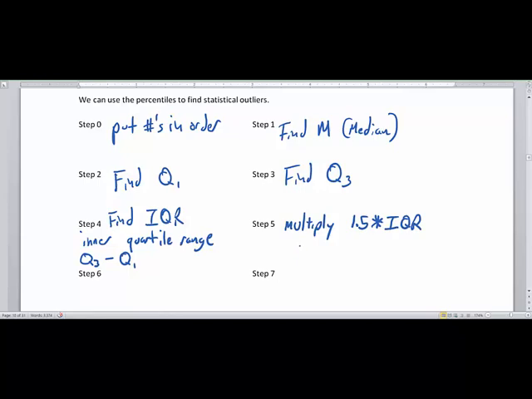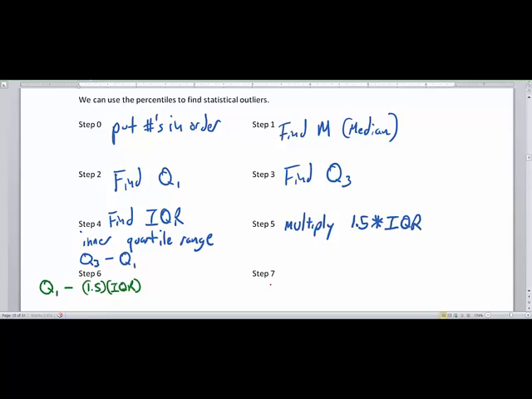So, this last step is really kind of clutch here. Because what we're going to do is take that 1.5 multiplied by the IQR, and we're going to take that value and subtract it away from Q1.